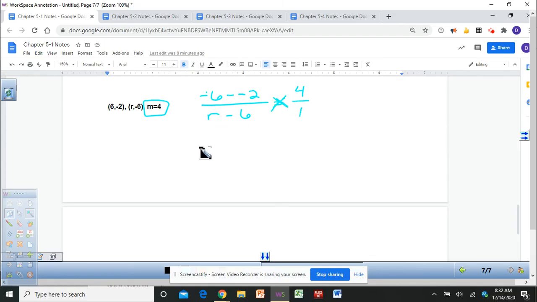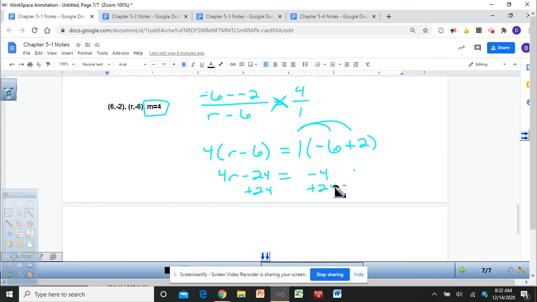And we're doing that so we can have 4 times r minus 6. Notice how I always put the r on the right side. Doesn't matter where it's at, I always put it there. And then 1 times negative 6 plus 2. So 4r minus 24 equals negative 6 plus 2, which is going to give me negative 4. Add 24 to both sides after I drop my anchor. So 4r equals 20. So r equals 5.